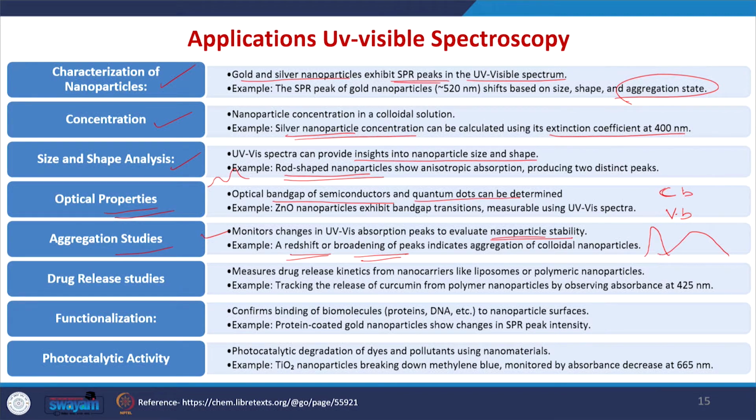And we can also use it for drug release studies. It measures the drug release kinetics from nanocarriers like liposomes or polymeric nanoparticles. For example, if you are loading your nanoparticle with an anti-cancer drug, or if you are loading with a drug like curcumin, we can measure the absorbance of the particular drug. In case of curcumin, we can measure the absorbance at 425 nanometer. So, when you are using this curcumin encapsulated nanocarrier, with respect to time, we can understand the release of drug by using this UV-visible spectrophotometer.